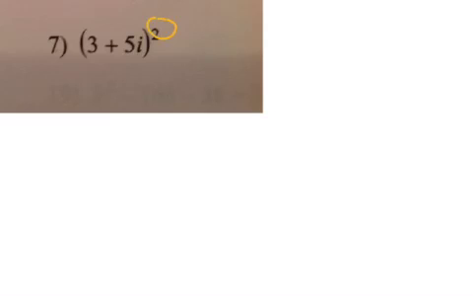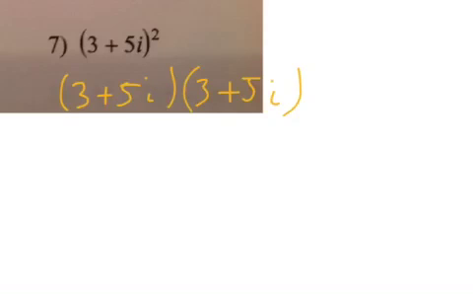The most common mistake is you guys see that 2 power right there, and you just try to do 3 squared and 5i squared. Okay? That is wrong. I repeat, that is wrong. The first thing you're going to do is write it out. By writing it out, you won't miss any operations.